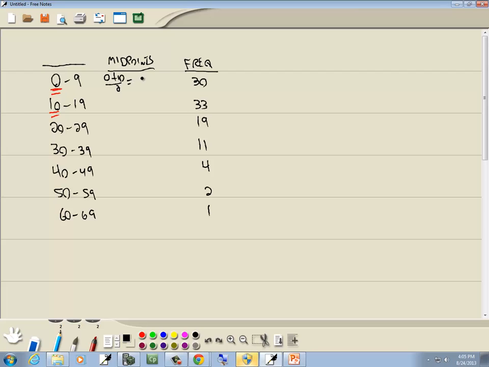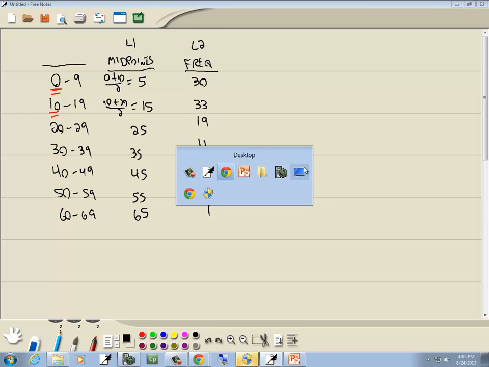So I'm going to have 0 plus 10 divided by 2. 0 plus 10 is 10. 10 divided by 2 is 5. Now this one would be 10 plus 20 divided by 2. That'd give me 30 divided by 2, which would be 15. But if you remember the class width, this goes by tens, and this goes by tens. Well, our class width tells us that the midpoints is going to go by tens also. So after you get your first one, then this will be 15, this will be 25, 35, 45, 55, and 65. Now we're going to put the midpoints in L1, and we'll put the frequency in L2. So let's go over to calculator.